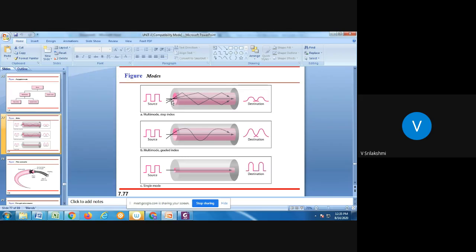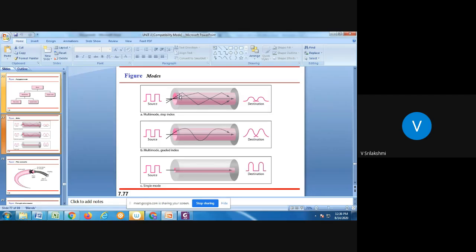Here how many beams are we sending in this diagram? 3 beams. So what will happen? According to our optical fiber cable concept, whatever beam is entering into the cladding, it touches the surface. That means step by step it is going. So that is the reason we named it step index.